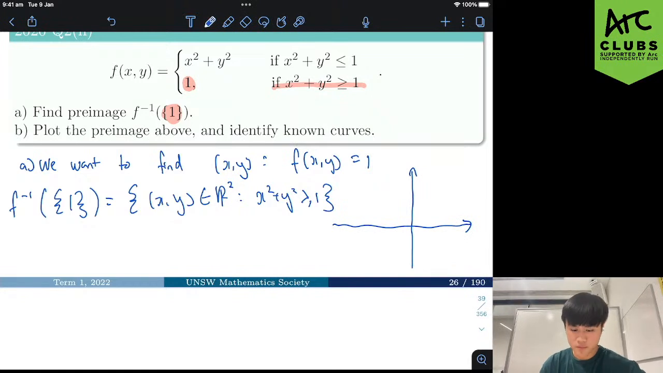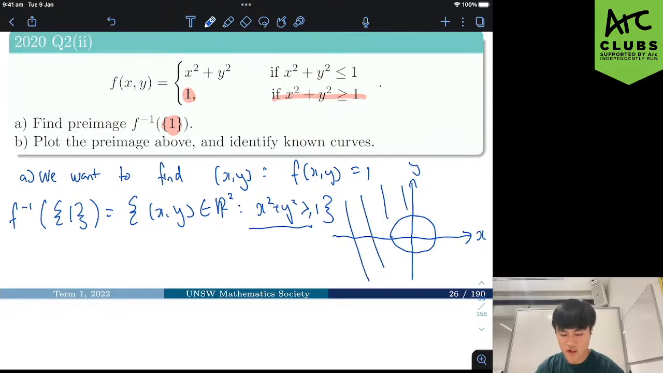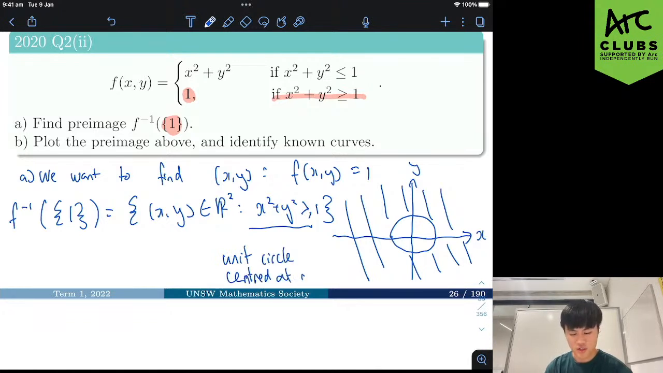So we want to plot this graph, and we should know that that's just a circle, a unit circle actually, with the exterior here shaded. And just identifying the curve is a unit circle centered at origin. Okay, that's the question about pre-image.